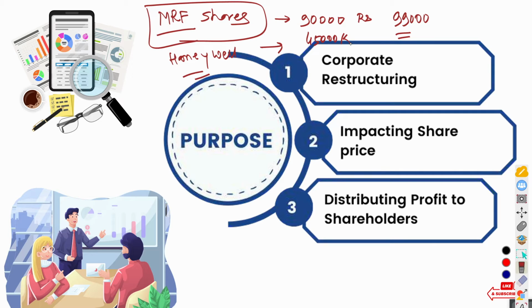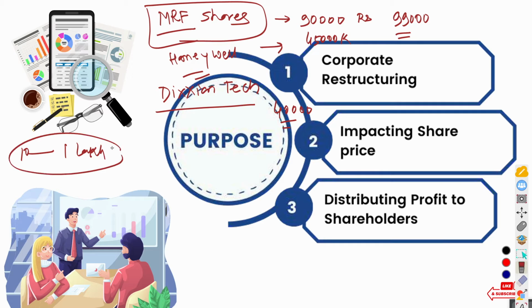Then there was one more company, Dixon Technology. Dixon Tech's price was around 40,000, or 39,000 in between. See the prices. I'll ask one question to everyone. Let's say you're earning between 10,000 to 1 lakh per month. I'm just assuming. So think practically. Will you afford MRF shares for investment?